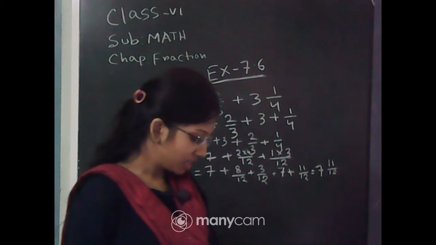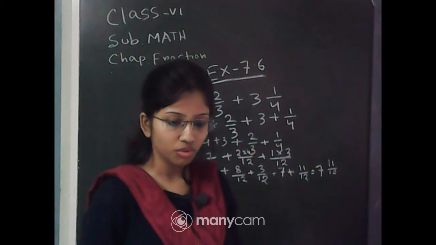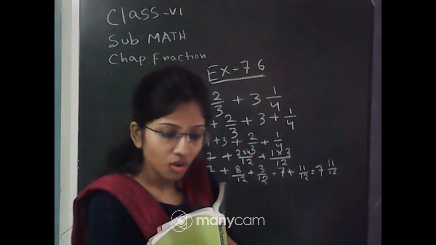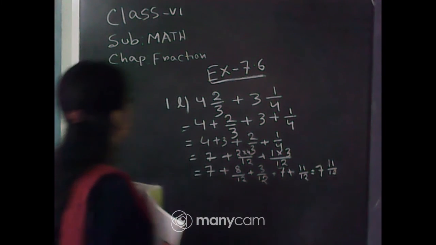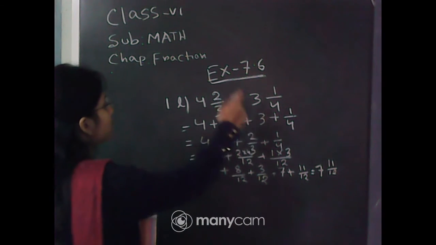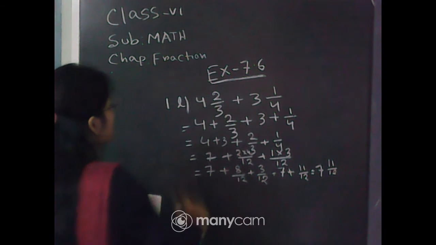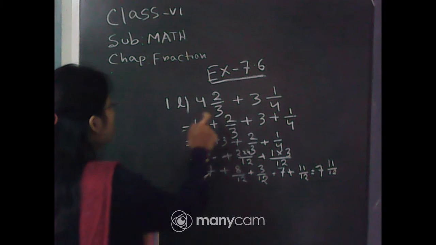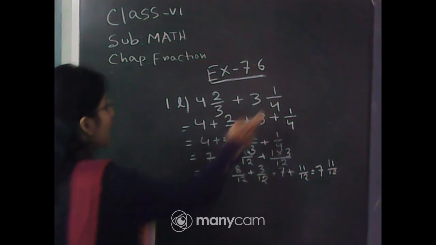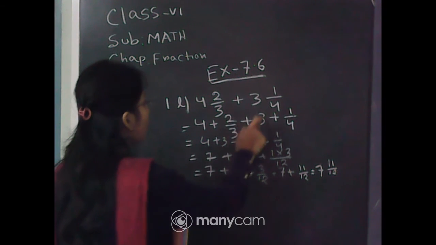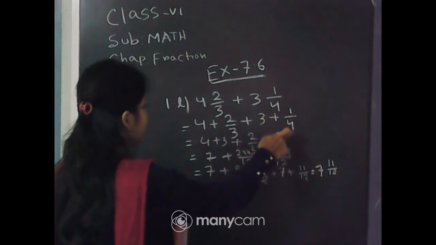Then we will go to the next question, question number 2. Okay, I will repeat again. 4 wholes and 2 by 3 plus 3 wholes and 1 by 4. We can write this mixed fraction as 4 whole plus 2 by 3 fraction, and this mixed fraction as 3 whole plus 1 by 4.